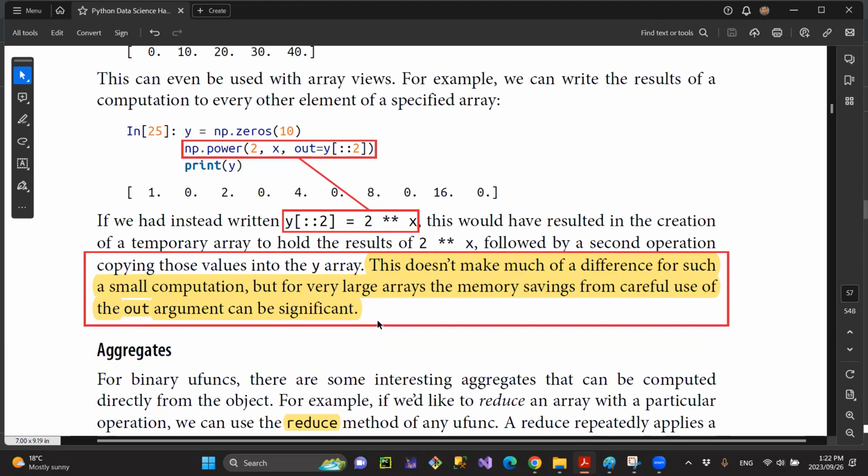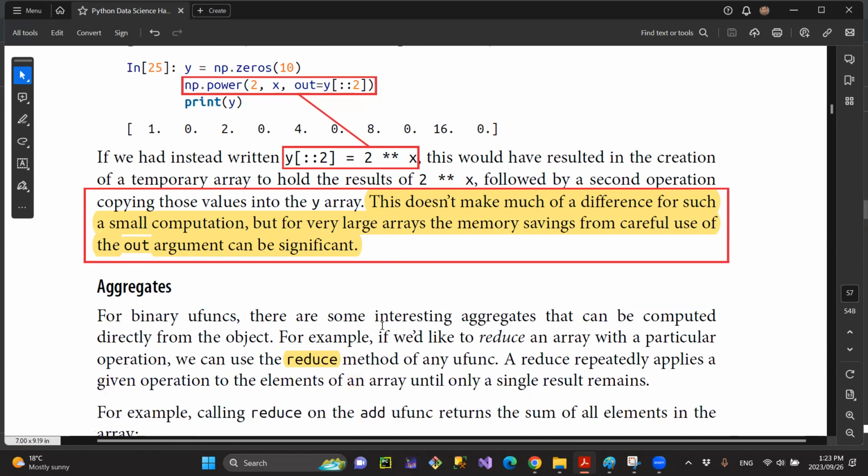Look at this one. It says that this doesn't make much of a difference for such a small computation, but for very large arrays, the memory savings from careful use of the out arguments can be significant. Something in programming is similar to our real life. You may say, hey, who cares? But when it comes to paying $1 here, $2 there, at the end of the month it's going to be lots of money, right? Sometimes you see 5 seconds compared to 2 milliseconds, 1,000 or 2,000 times faster.